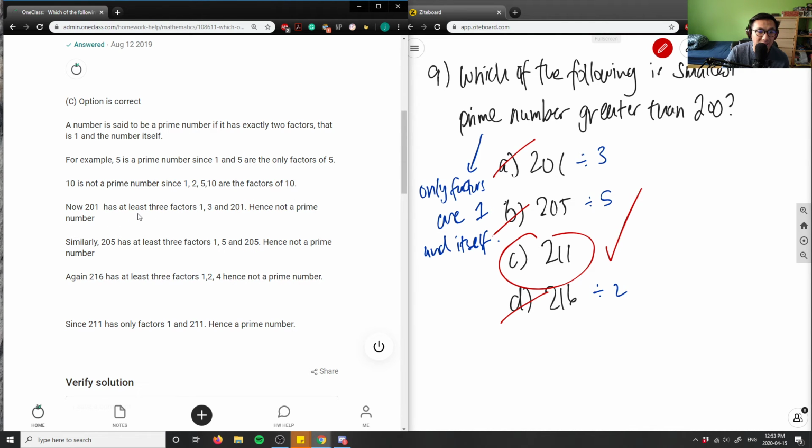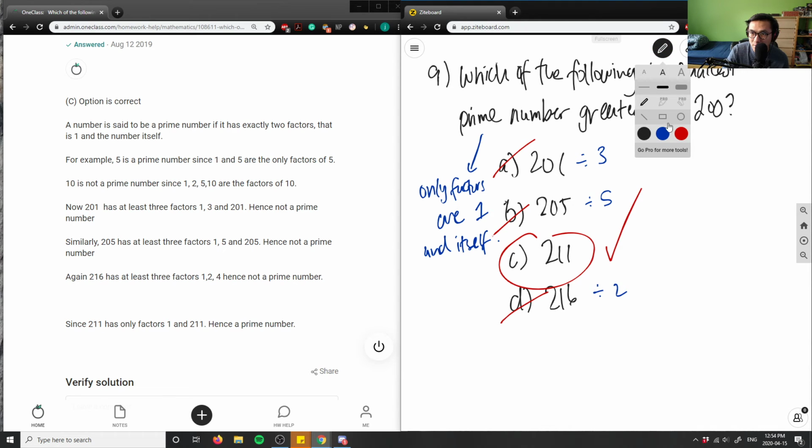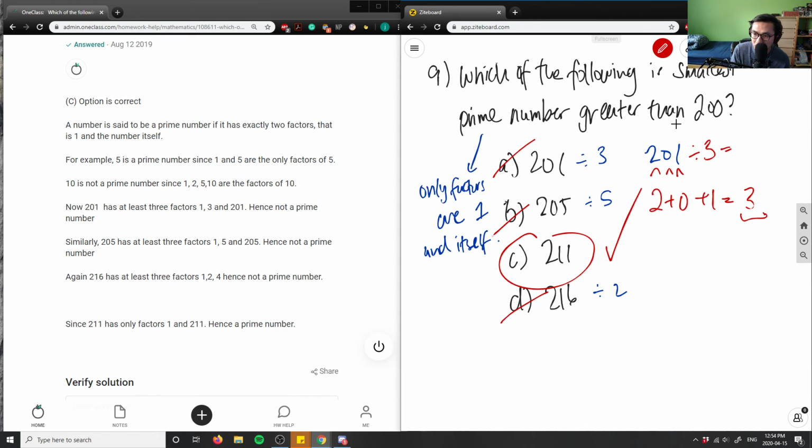Now, 201 has at least 3 factors: 1, 3, and 201. And basically how they figured that out was they used my little cheat here, right? So again, let me write this cheat down. If I have 201, I'm going to add the digits together, 2 plus 0 plus 1. So 2 plus 0 plus 1 equals 3, and then you take this number. Is 3 divisible by 3? If yes, then this entire number is divisible by 3. So that's how you do it.